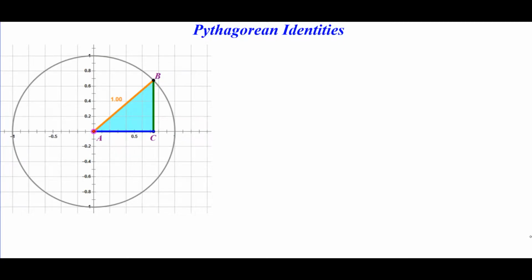In this video, we're going to look at evaluating expressions using the Pythagorean identities. So first, we're just going to recall some geometry. Remember, if we have a right triangle, then we can use the Pythagorean theorem, which says a squared plus b squared equals c squared, where c is the hypotenuse.